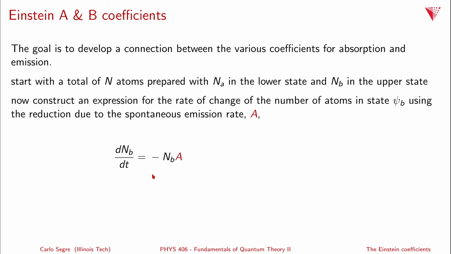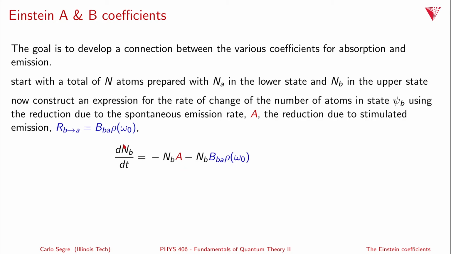And that has three components. The first is the reduction of that number due to the spontaneous emission rate. This is what we eventually want to calculate. We'll call that minus N sub b, the number, times the rate of spontaneous emission, which is A. Then we have a reduction due to the stimulated emission, which is proportional to rho of omega sub 0, and it has some coefficient B sub BA. And so this becomes minus N sub b, B sub BA times rho of omega sub 0.